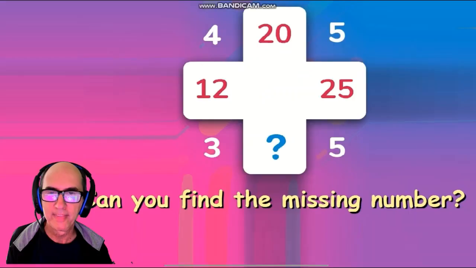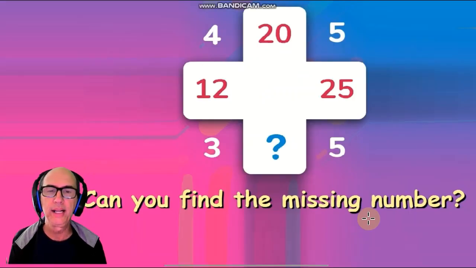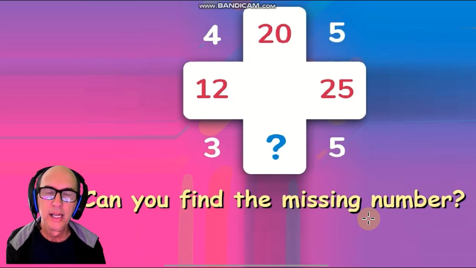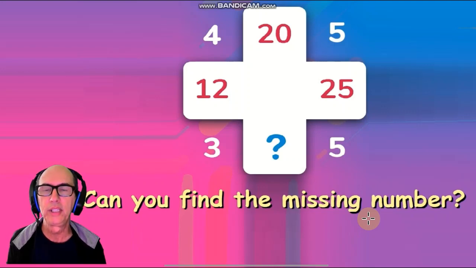Okay, all right. Can you find the missing number? That's the challenge. It's a very simple challenge. How do we find it? What is the connection? What's the relationship between those numbers? And actually, you can think about the least common denominator. It's one way of thinking.